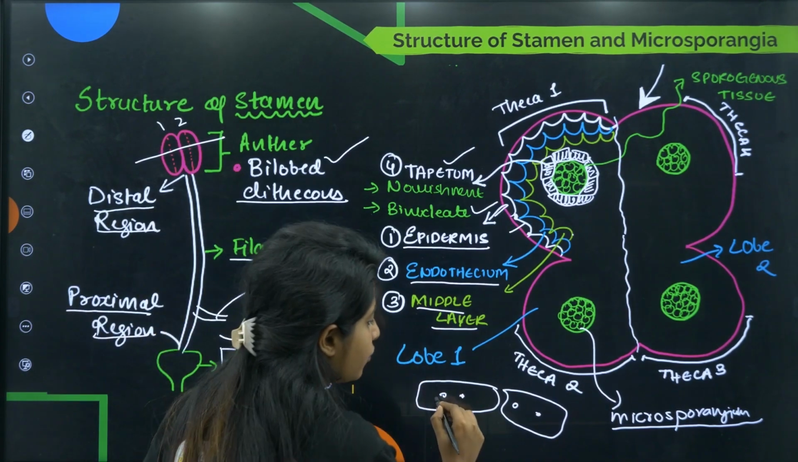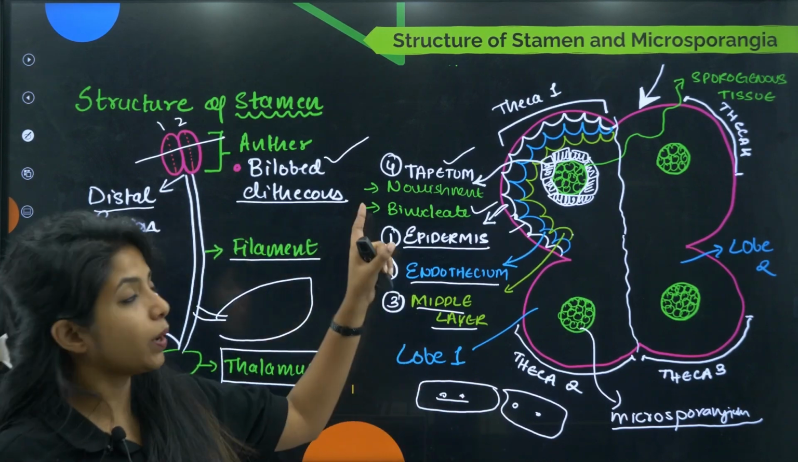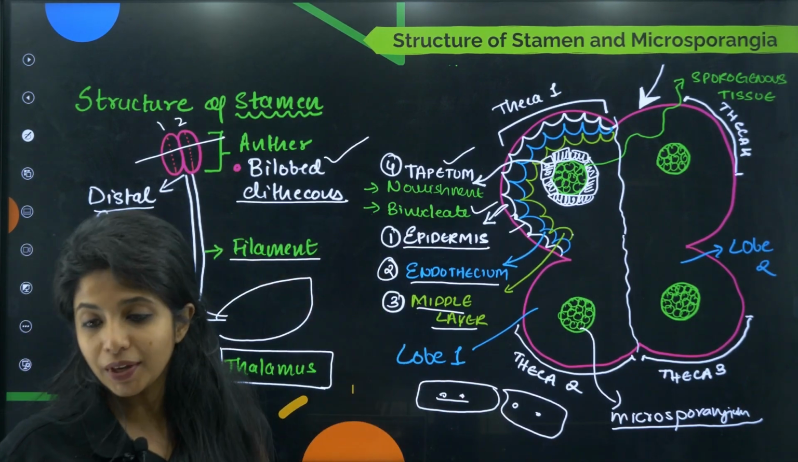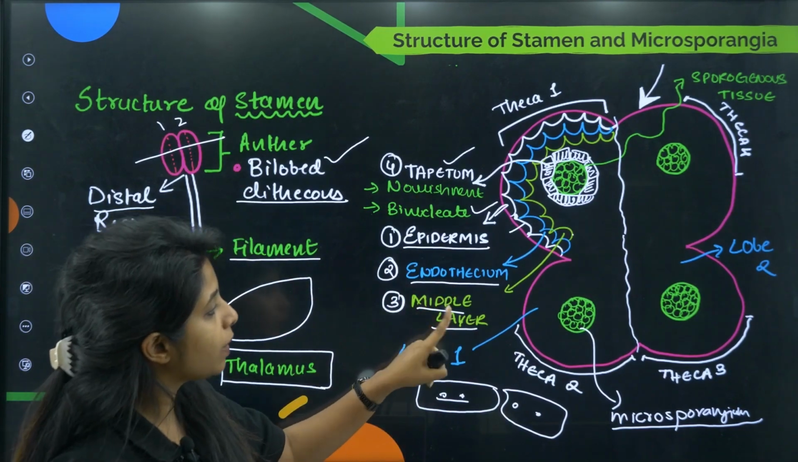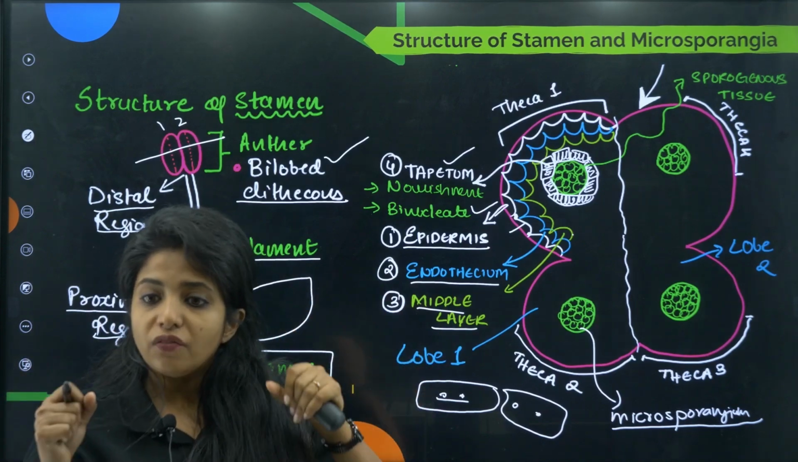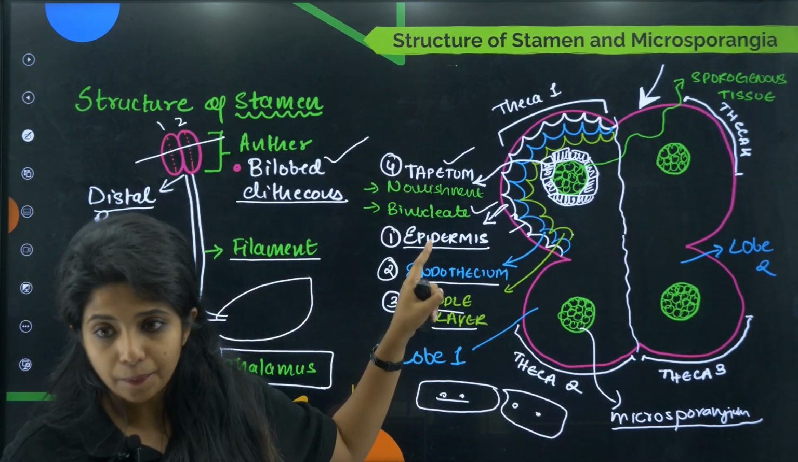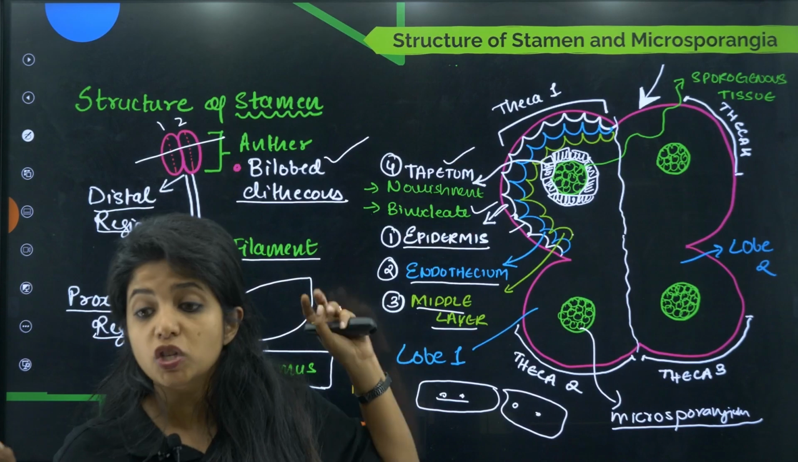So still, they have 2 nuclei in one particular cell, which is why I call it binucleate. Okay. So epidermis, endothecium, and middle layer provide protection, whereas when you talk about tapetum, it is responsible for nourishment.